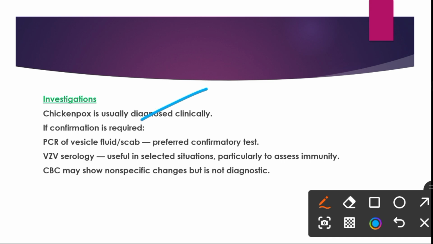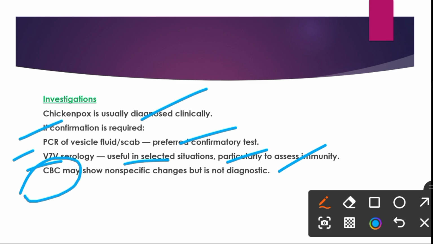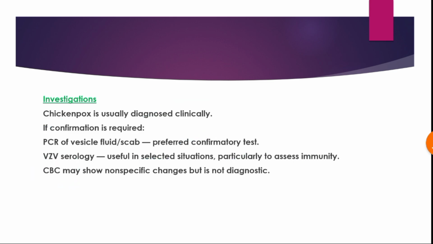Next are the investigations done in chickenpox patients. Chickenpox is usually a clinical diagnosis, and if confirmation is required, then we do PCR of the vesicular fluid, which is a rapid and confirmatory test. Similarly, we can also do Varicella zoster virus serology, which is useful in selected cases, and it is done particularly to assess the immunity of the patient. CBC is also done, but it shows non-specific changes and it is not diagnostic.